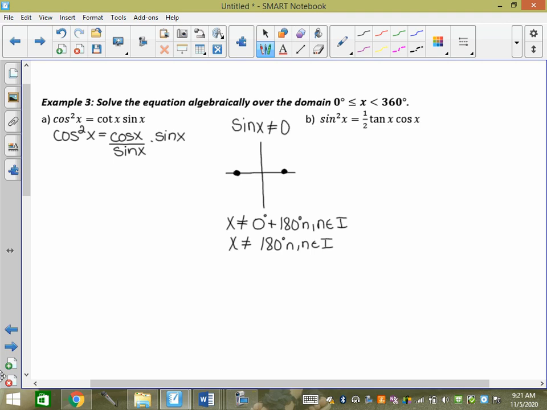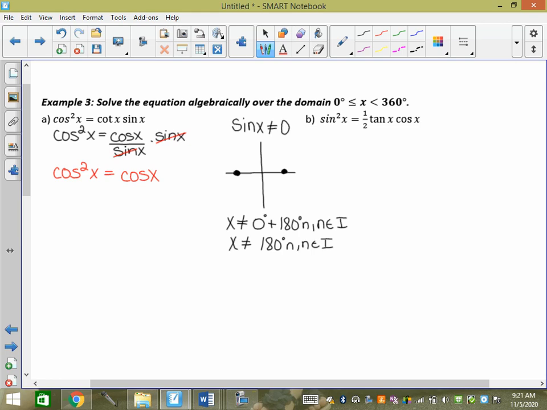All right. So we got to this point, state our restrictions. Now we can cancel. You can only cancel after you state restrictions. If not, you have to go, stop it, state restrictions. You slap your hand and say, no, no cancel, no cancel until I state that. So now I have cos squared x equals cos x.